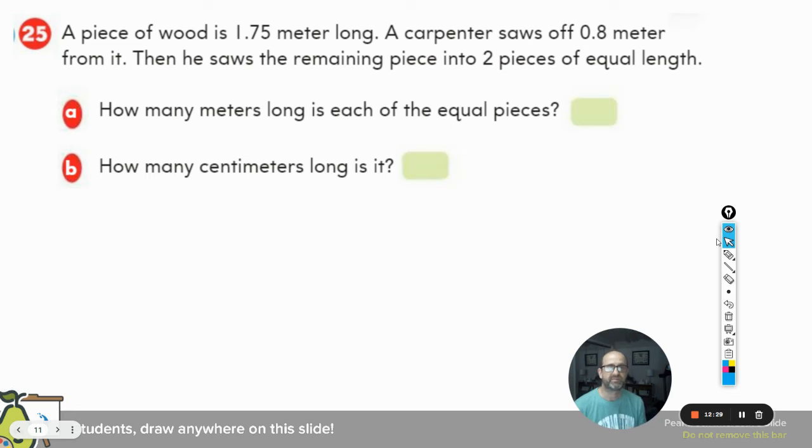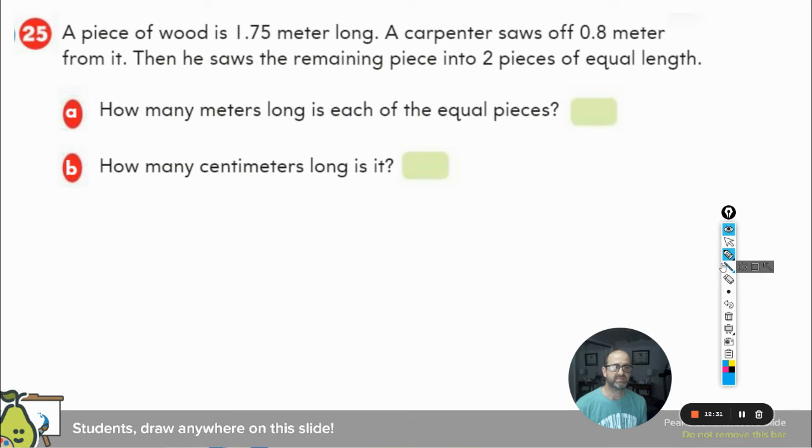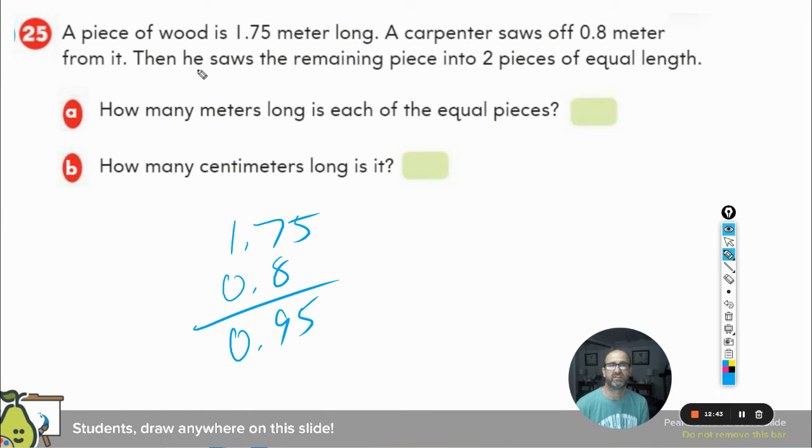All right, let's see. Piece of wood. Okay, pause me because I'm starting it. Okay, piece of wood is 1/7500th meter long. He saws off, and he's going to get 0.95 left. Then he divides that by 2. Oh boy, how fun.